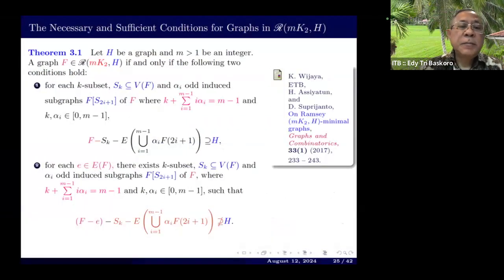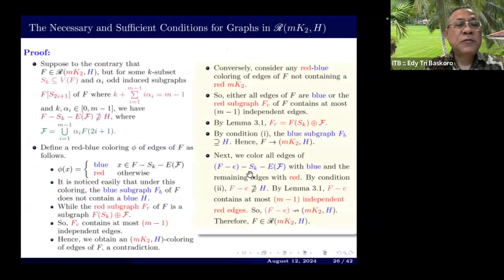Now we come to the main theorem. This theorem gives us the necessary and sufficient condition for Ramsey minimal graph of MK2, H. The proof is as follows. Suppose, to the contrary, that F belongs to this Ramsey minimal graph, but for some K subset SK and alpha I out induced subgraph of F, where this one is satisfied, and this graph does not contain H.